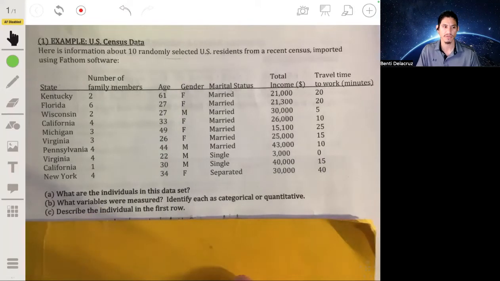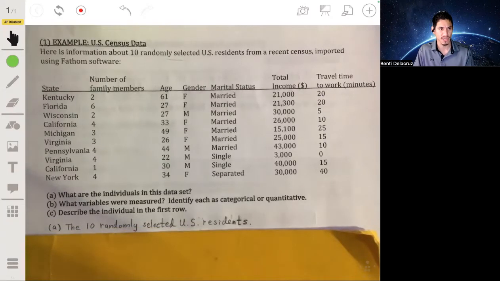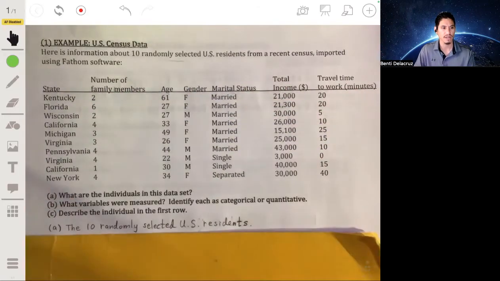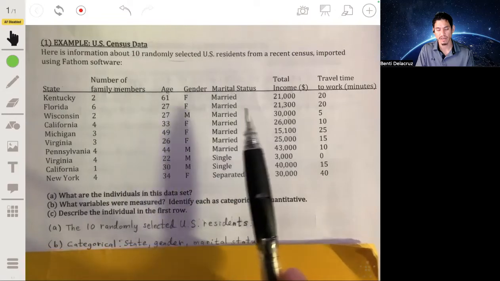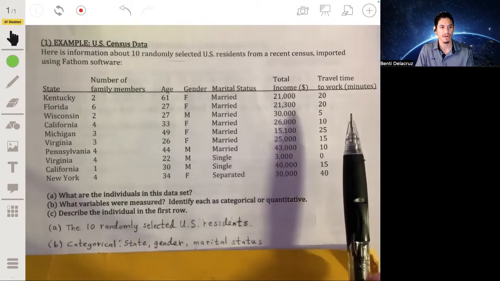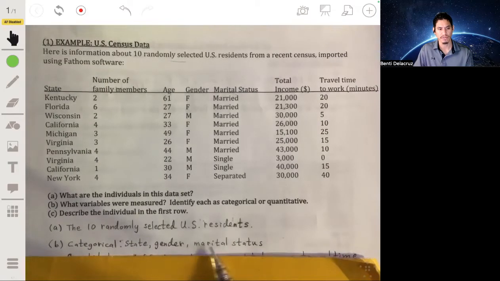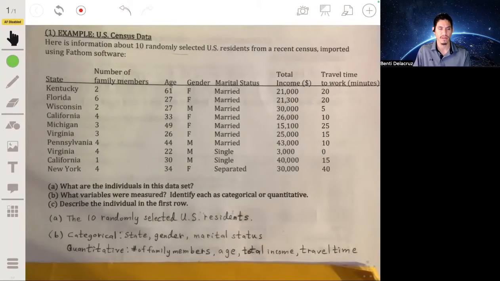The first question, what are the individuals? So the individuals are going to be the 10 randomly selected US residents. Those are the things that we're studying. They're people, but that's what we're studying, and that's what the variables or the other values are talking about. So the variables are going to be the number of family members, the age, gender, their marital status, total income, travel time to work. Now the categorical ones will then be the state, gender, marital status, because we don't use numbers or values to measure them. And the quantitative variables are going to be the other ones, because we do use numbers to measure them.